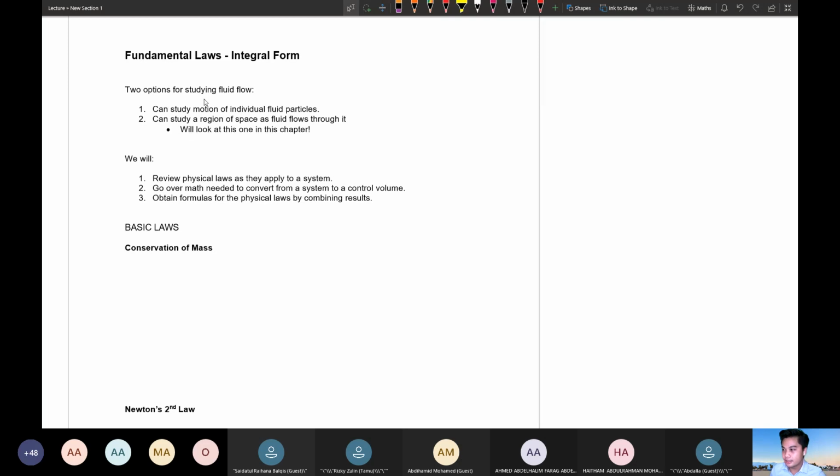So there are two options for studying fluid flow. First, we can study the motion of individual fluid particles. This is what you know. Individual. What have we learned before? Lagrangian. Yes, perfect, the Lagrangian flow description. Yes, you still remember. Okay, thank you. Second, we can study the region of space the fluid flows through. This is the Eulerian. Yes, perfect.